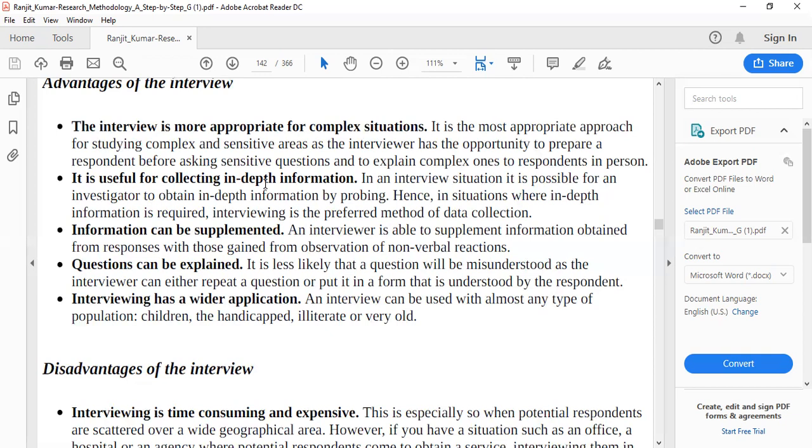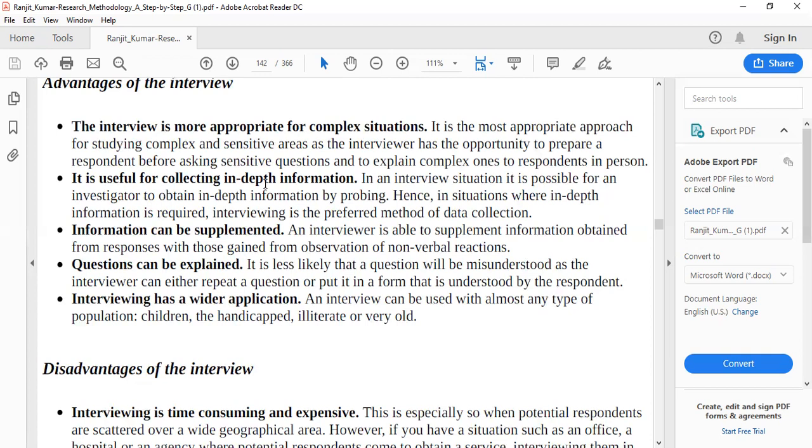Moreover, this information can be supplemented. That is, the responses that you have obtained can also be added to non-verbal reactions, which I've already explained to you. Like, you would even understand that the person was hesitant to answer. You'll be able to understand this when it comes to interviews. So this is something which is the advantage of the interview.